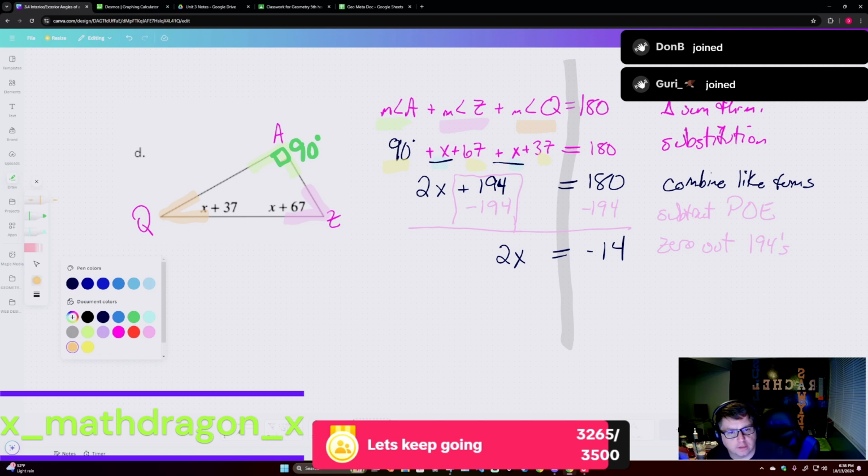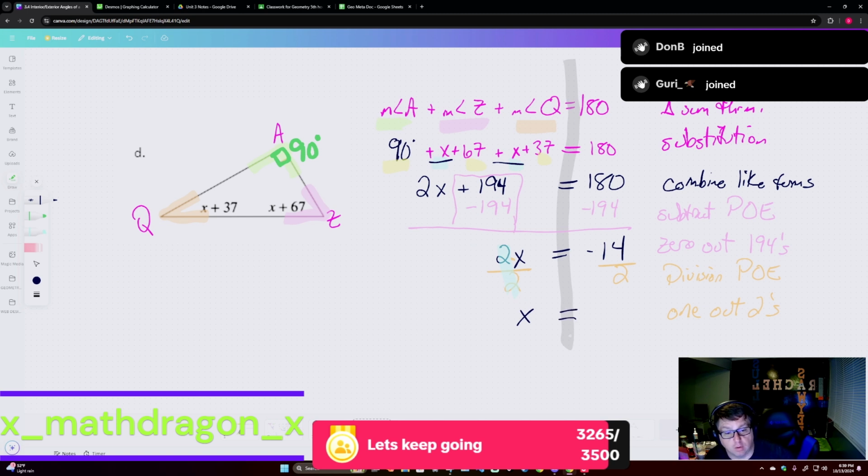Let's go orange. Okay, so in between 2 and x, whether they tell you or not, there is multiplication there. So in order to get rid of multiplication, we need to use the division property. So we're going to divide, and we're going to use the property of equality, divide both sides by 2, because we want to 1 out the 2s. Any number divided by itself will turn into a 1. And 1x, we don't have to put the 1 there, it's just an x. And then that's going to give us negative 7 as our answer.